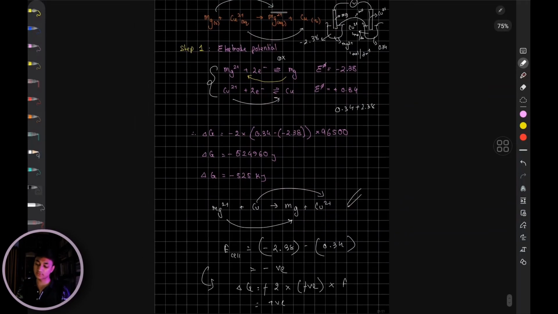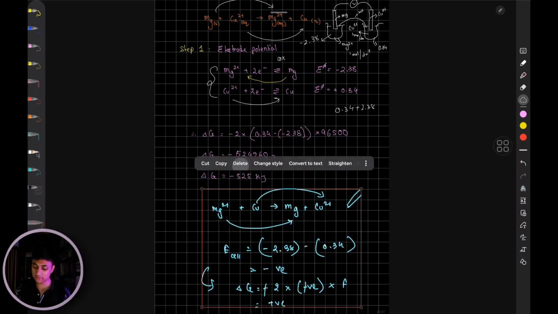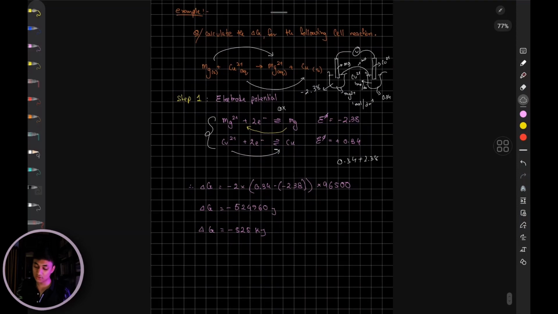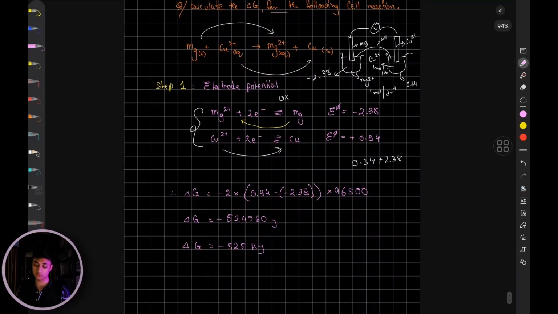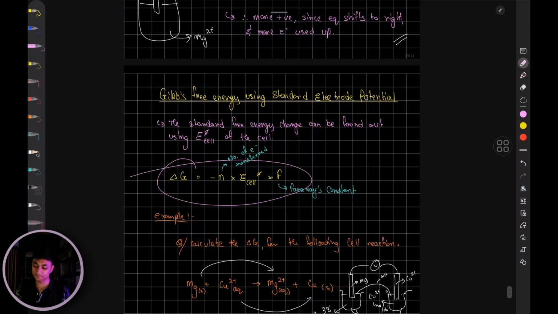This is why if your cell potential is negative, your reaction is not feasible, because your change in Gibbs free energy is going to be positive, right? So since your change in Gibbs free energy is positive, the reaction won't be feasible, right? So using this formula, you can also check the feasibility of a reaction. Okay, so yeah, this is how you use the formula del G.